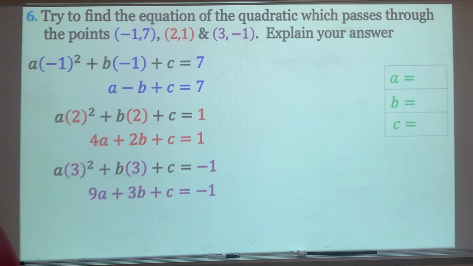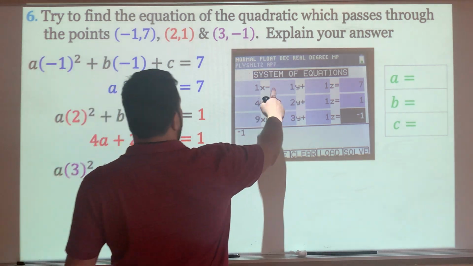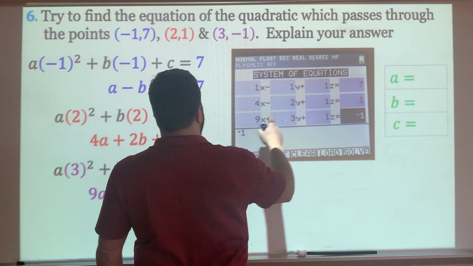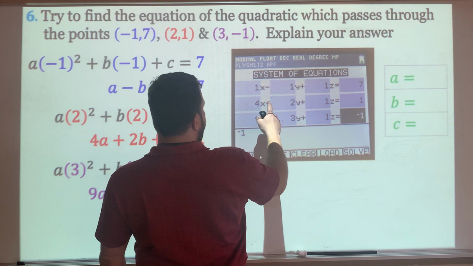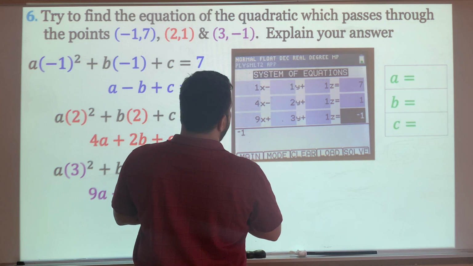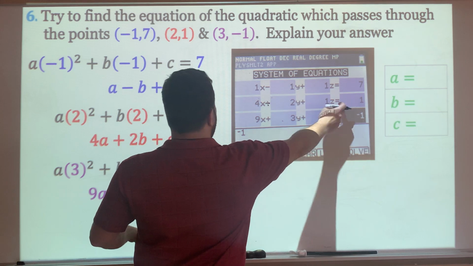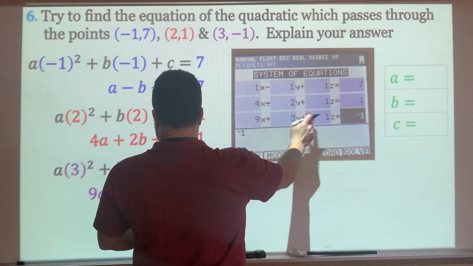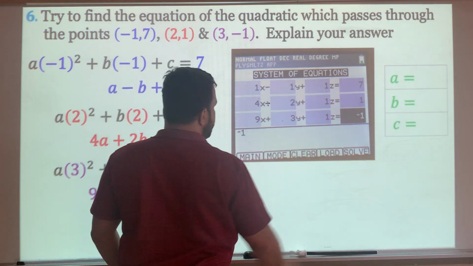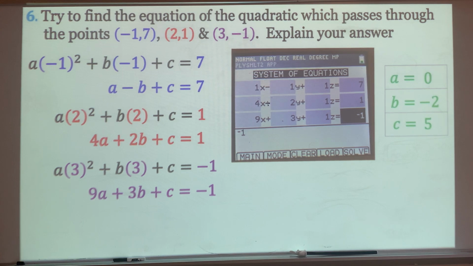So now we're just going to go into our calculator. What you should be doing is typing in 1, -1, 1, and 7. Then 4, 2, 1, and 1. Oh, this should be a plus 2. Then 9, 3, 1, and -1. All right, so when you do that, you end up with your A being 0, your B being -2, and your C being 5. So y equals -2x.